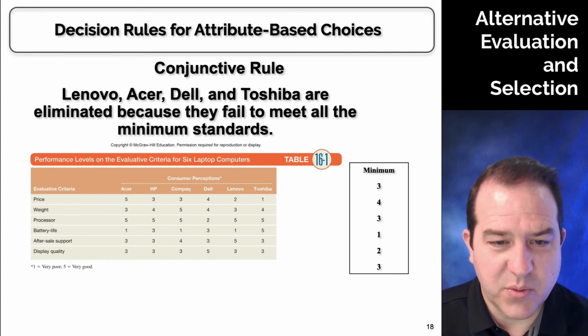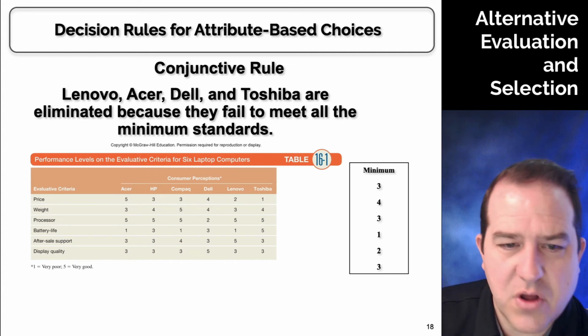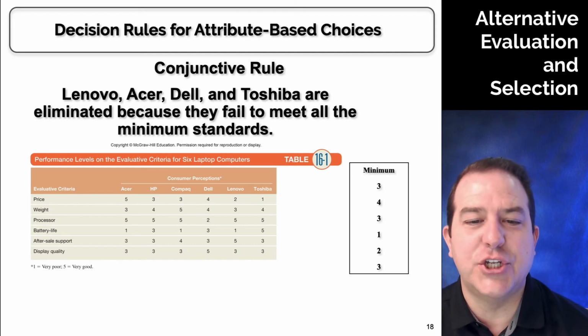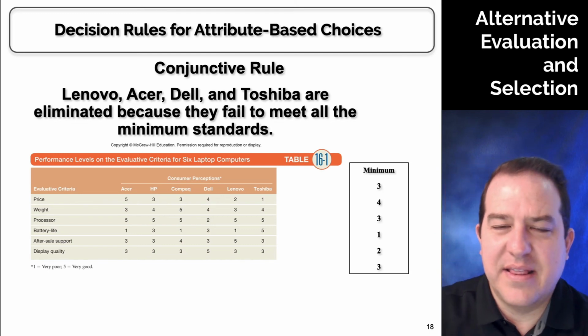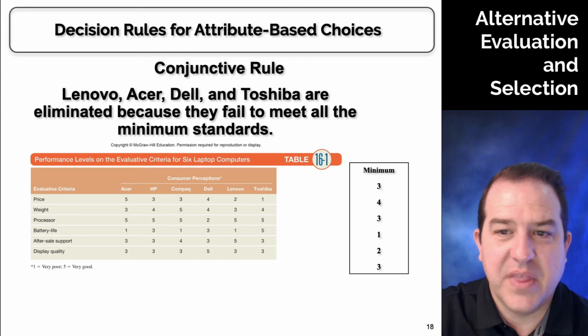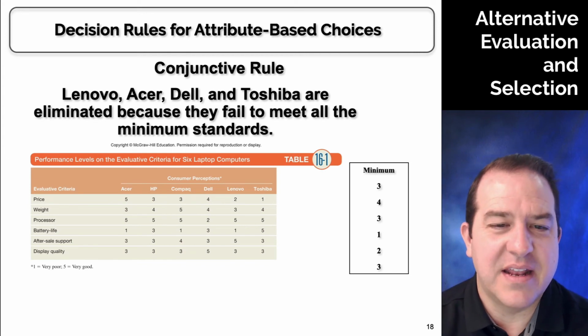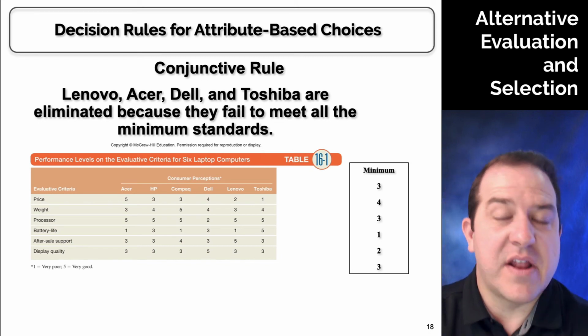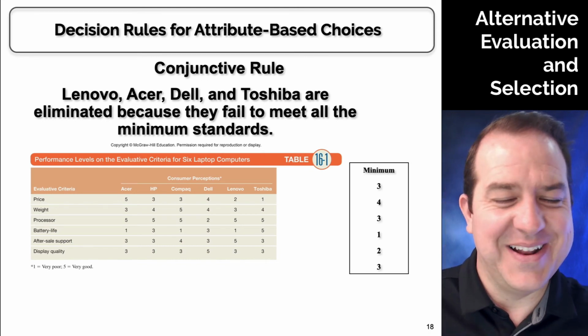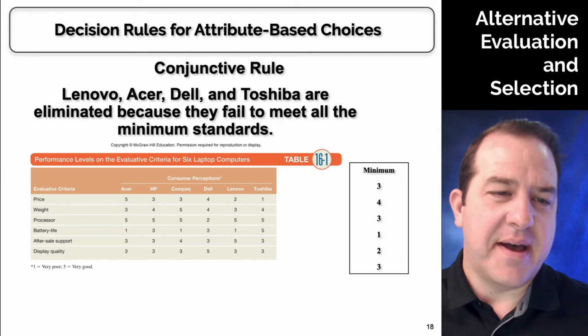So let me just see here. Which one does Dell fail? Looks like Dell passed them all. Processor. Dell has a 2, right? Instead of a 3. So if we were to look at this section over here on the right, it is our minimums, and then here are all the laptops that we could potentially buy. Of course, we don't have an Apple laptop on here because it would automatically win. I'm just kidding. It was a joke.